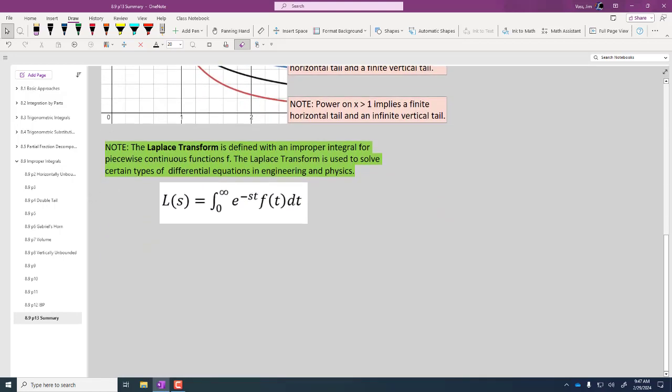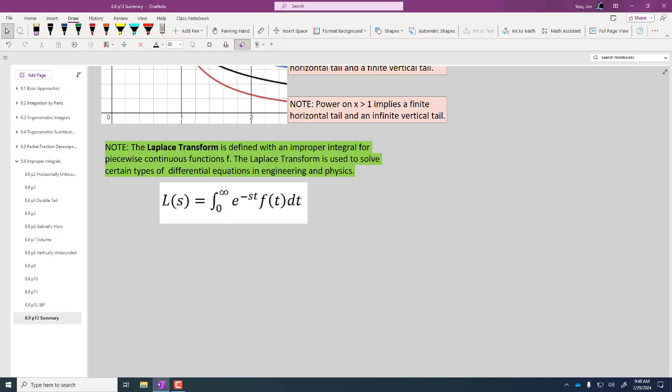Now we had mentioned this a couple days ago. This is the improper integral that you will see the most in an engineering career. In an engineering career, this improper integral, the Laplace transform, is going to show up a ton.